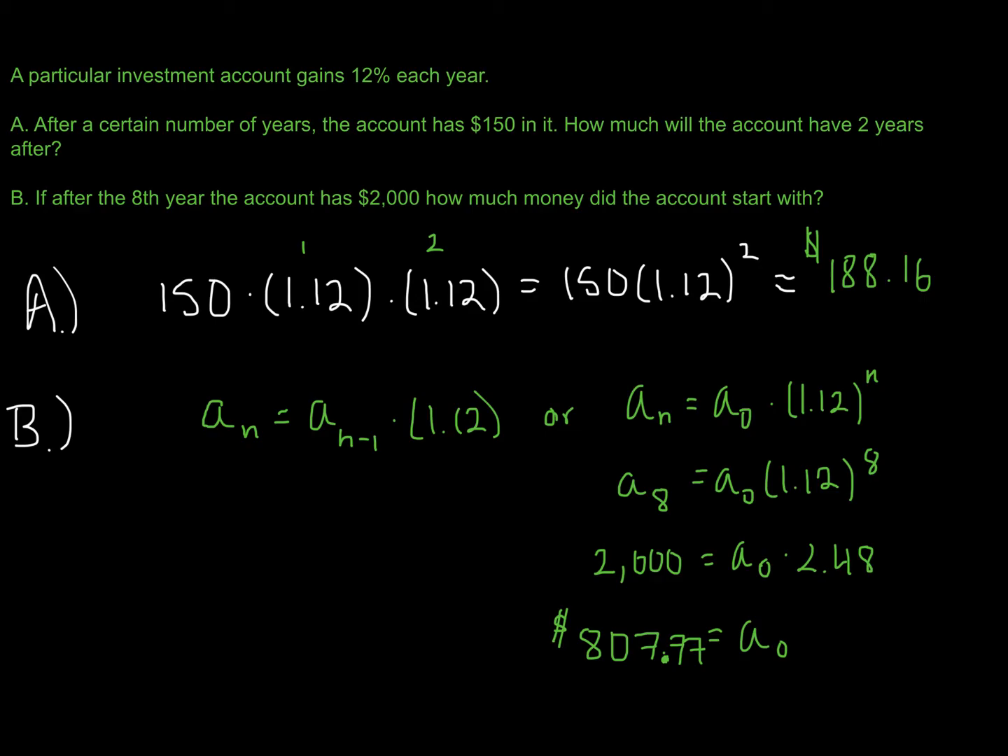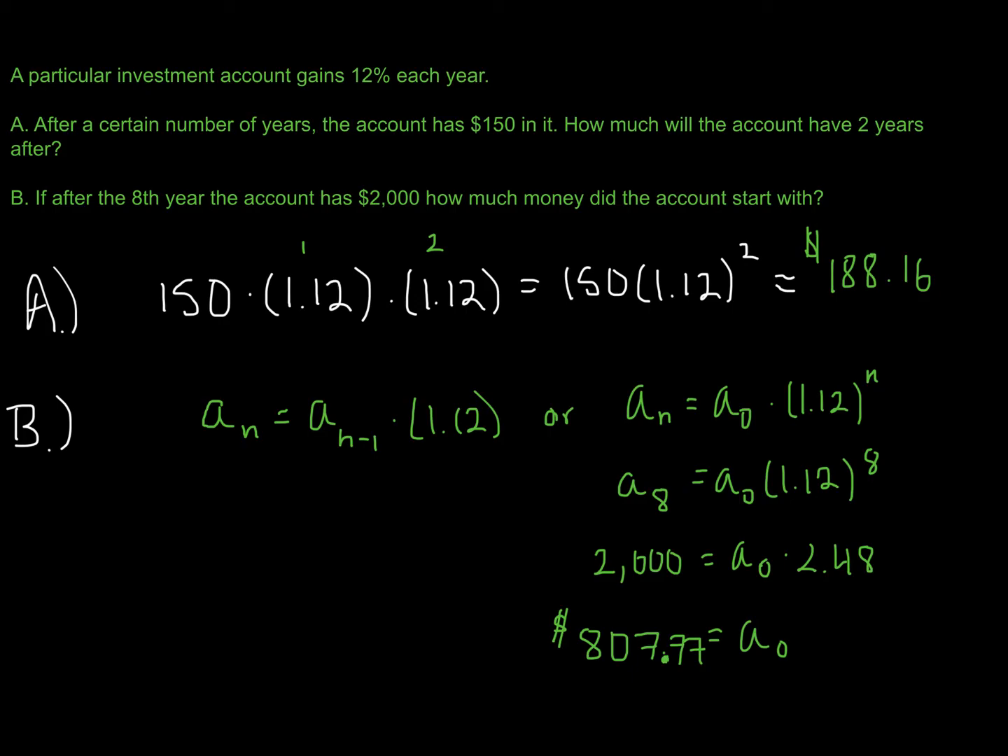Part B is a little more confusing. You are told how much you have in the 8th year, and you want to work backwards to figure out how much you started with. Well, this is where you can use either the recursive or the closed form definition. You could start with the 8th year and figure out the 7th year, and then you could use the 7th year to figure out the 6th year, so on and so forth, but that would take you a while.